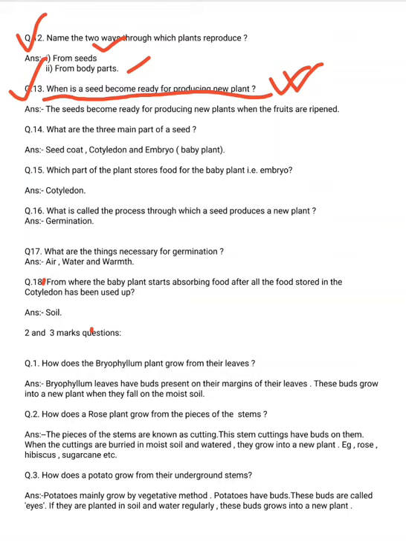Suppose inside our fruits there are seeds. When are these seeds ready for germination, or when can they make a new plant? The seeds become ready for producing new plants when the fruits are ripened. Remember this question. When the fruits are ripe, the seed inside becomes ready for new plants.